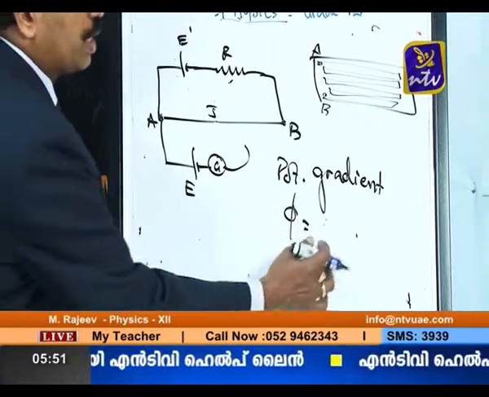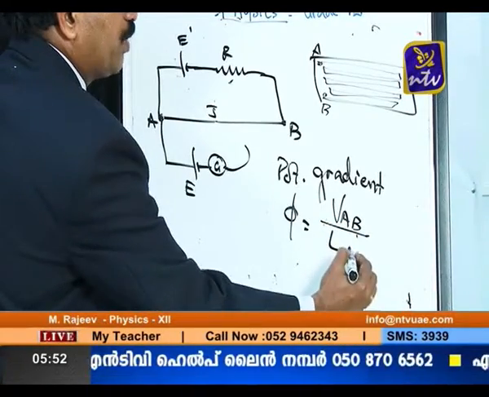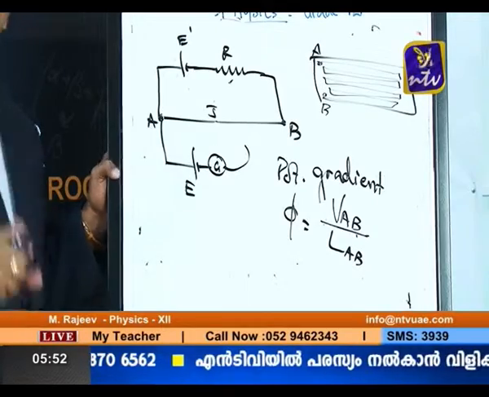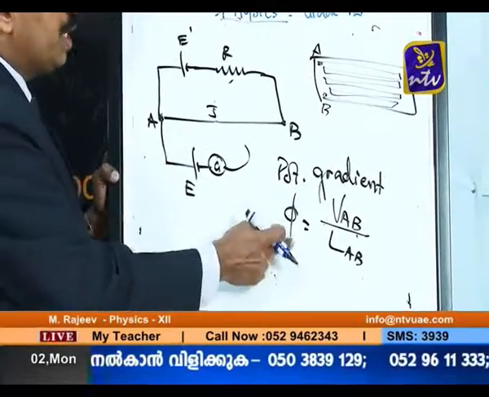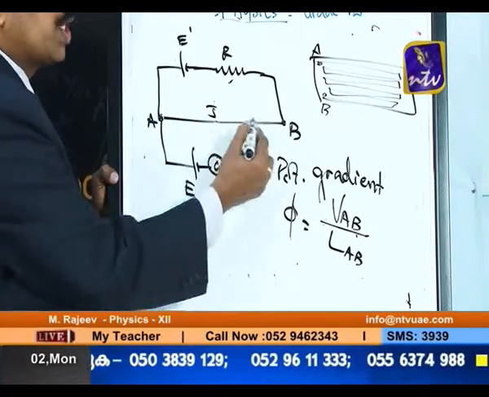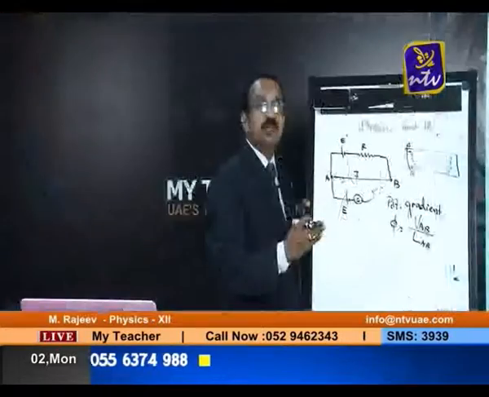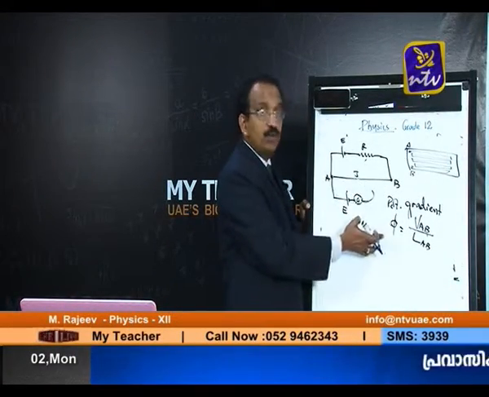Generally we write the potential difference across AB divided by the length of the wire AB. This gives the potential gradient. What's the importance of the potential gradient? Potential gradient means how much potential difference is present per centimeter. In 1 centimeter how much PD, or in 1 meter how much PD. That is what is shown by the value of the potential gradient.